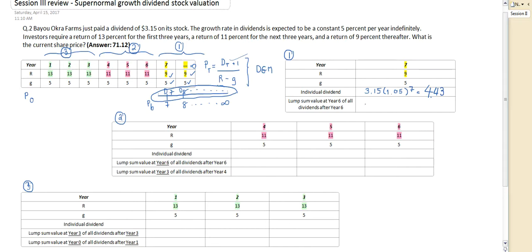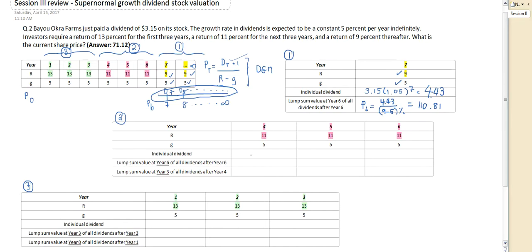Okay, so in order to find the present value of all this cash flow from year 7 until forever, I call this P6. It is equal to D7 divided by R minus G, where R is now 9% and G is 5%. So 9 minus 5%, and this will be equal to 110.81. Okay, so one part done.